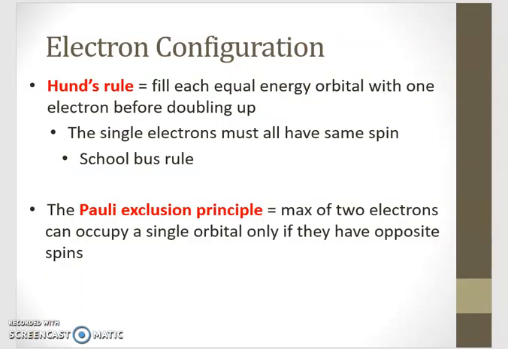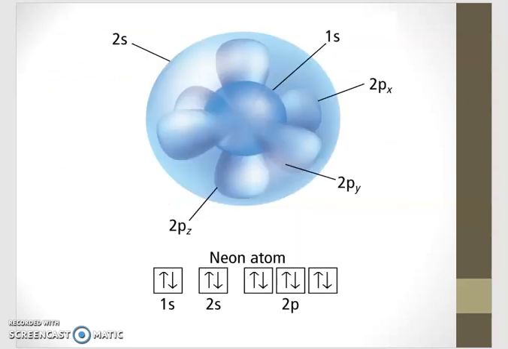The other two rules for electron configurations are Hund's rule, which means that you have to fill each equal energy orbital with 1 electron before doubling up. So inside of the s subshell, the p subshell, the d subshell, or the f subshell, all of the electrons need to be in their own orbital unless they have to. This is like the school bus rule. You don't want to sit with somebody else unless you have to. The Pauli exclusion principle says that a maximum of 2 electrons can occupy a single orbital only if they have opposite spins. So let me show you what that looks like.